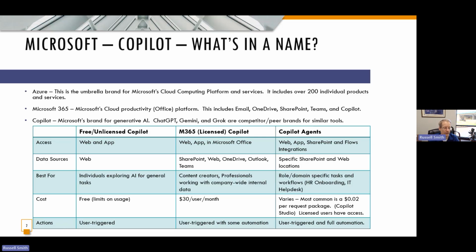So licensed Copilot is going to look at everything that you have access to. Agents tend to be targeted in a specific site or realm based on a person's job role or responsibilities. It's best for role or domain-specific tasks and workflows. So for instance, there may be an agent for HR onboarding. There could be an agent for the IT help desk or a property management front desk. And then cost is less, typically.